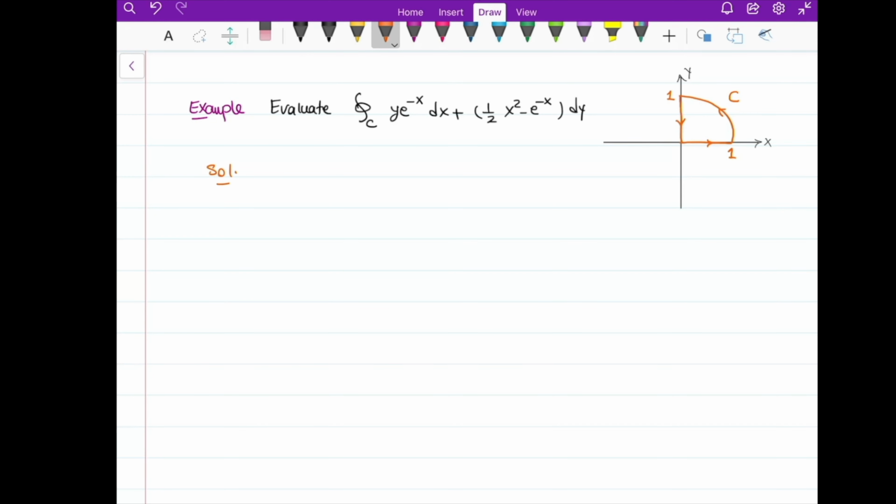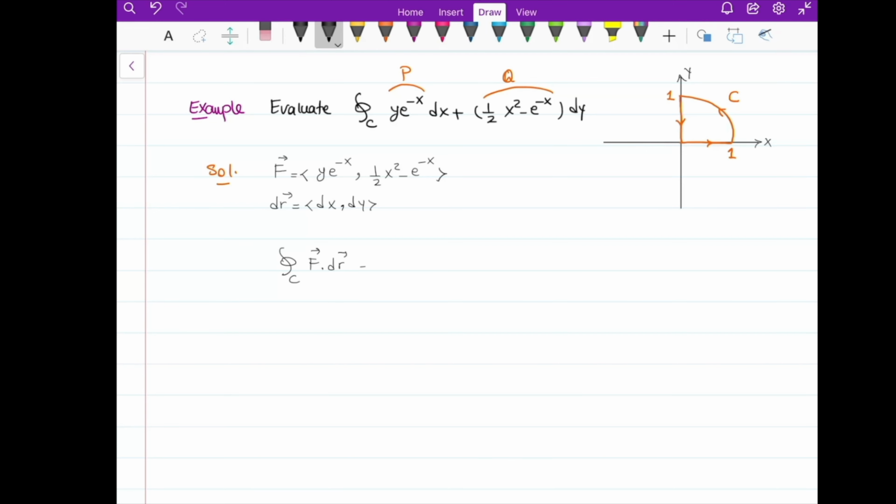Okay, so for the solution, I see that I have a vector field F. This is my p, this is my q. So F is y e to the negative x and 1/2 x squared minus e to the negative x. That's the vector field F, and then based on the notation, dr is dx and dy. So I've been asked to find the integral of F dr.